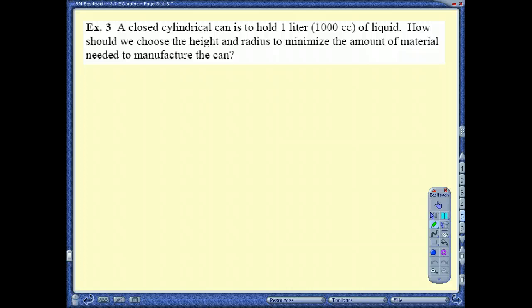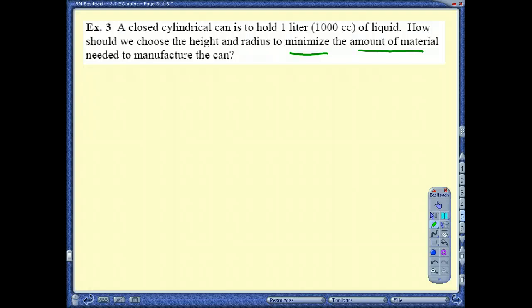Example 3, a closed cylindrical can is to hold 1 liter, which is 1,000 cubic centimeters of liquid. Okay, cubic centimeters, remember, it is volume. How should we choose the height and the radius to minimize the amount of material needed to manufacture the can? So we are looking to minimize the amount of material. We're not minimizing the volume. We're minimizing the surface area. That's the amount of material.